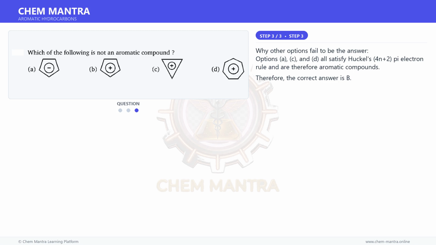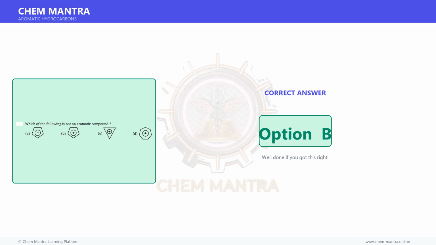And for the final step. Why other options fail to be the answer? Options A, C, and D all satisfy Huckel's 4n plus 2 pi electron rule and are therefore aromatic compounds. Therefore, the correct answer is B. Therefore, the correct answer is option B.